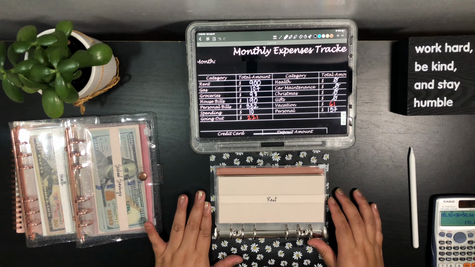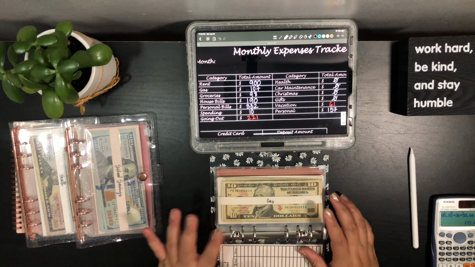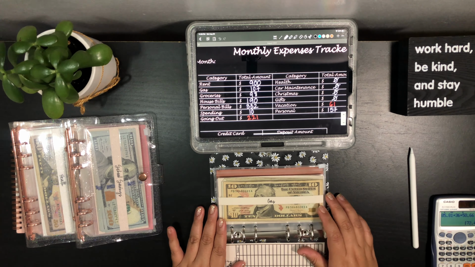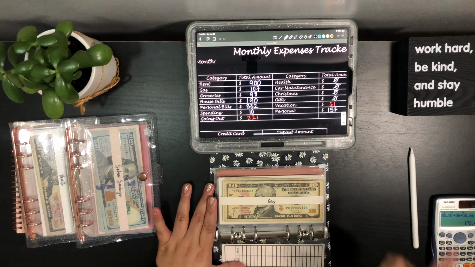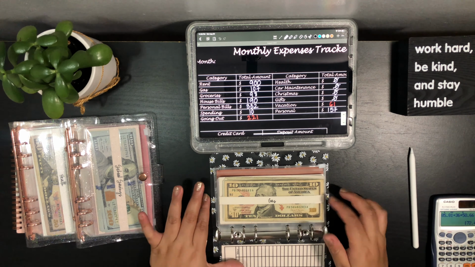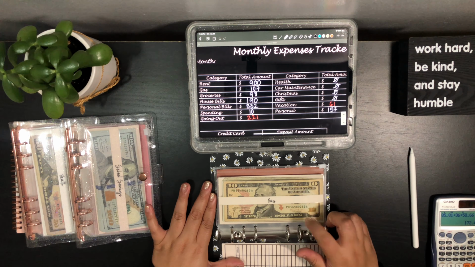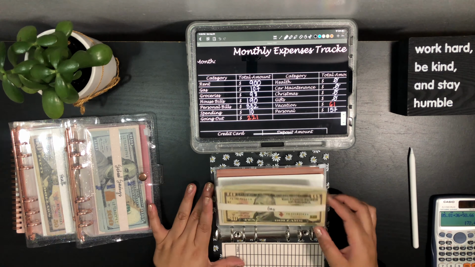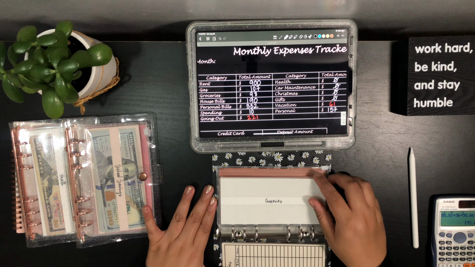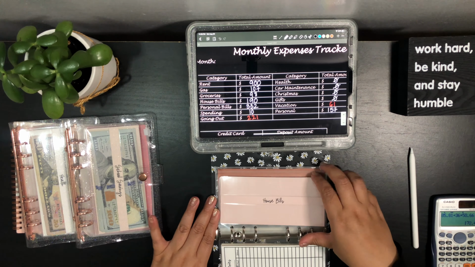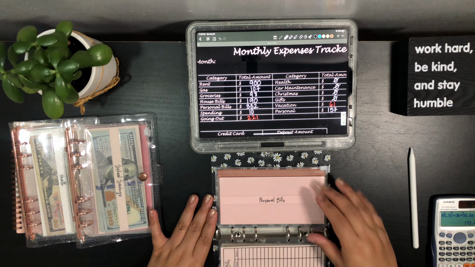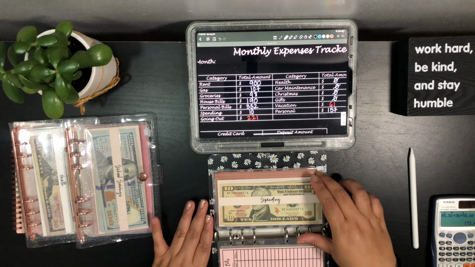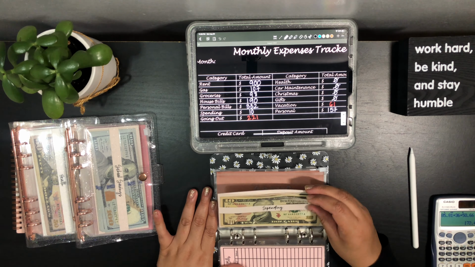So by now, most of these envelopes are gonna be empty. Gas, I'm gonna keep the $10 and roll it over to the month of September. The 5s and 1s are gonna go to my savings challenge, but I won't do that until I do my next cash stuffing. Groceries were out. House bills were out. Personal bills were out. Spending, I do have some money left over in there.